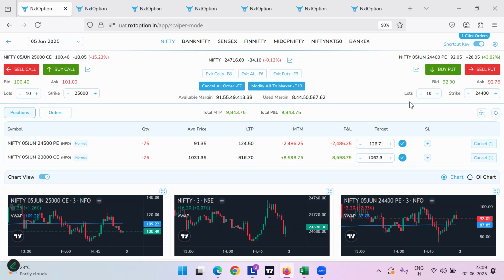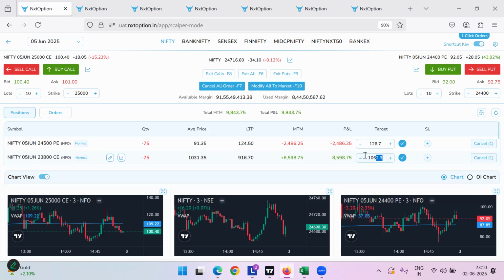Now, here we have one more interesting fact. Let's say you bought a call option of 24,500, sorry, you had a short position in 23,800 call at a price of 1031, and the last traded price is 916. You can see the mark to market on the screen.